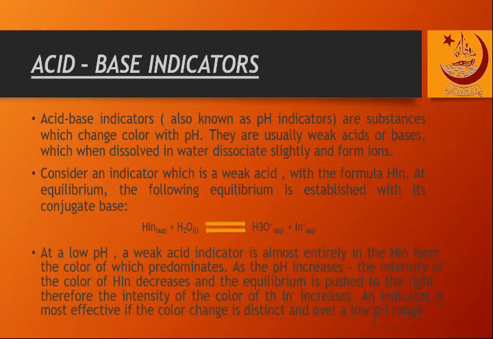At a low pH, a weak acid indicator is almost entirely in the HIN form, the color of which predominates. As the pH changes, the intensity of the color of the HIN decreases and the equilibrium is pushed to the right. Therefore, the intensity of the color of the IN- increases. An indicator is most effective if the color change is distinct and over a low pH range.